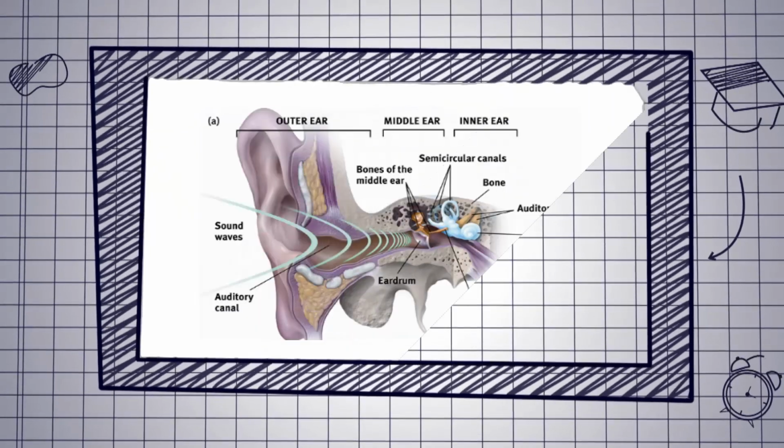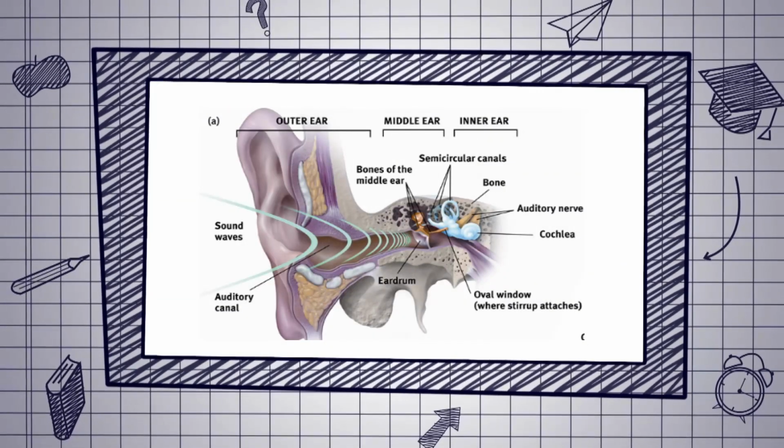Next part, let's talk about hearing. Sound waves compress and expand in the air, and they travel through our ears. These waves are then turned into neural signals that can be processed by our brain. Let's first look at the structure of our ear.